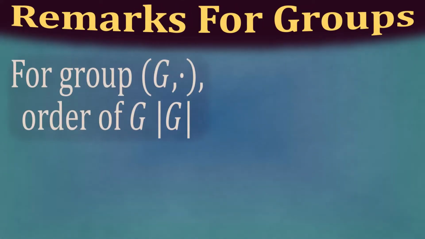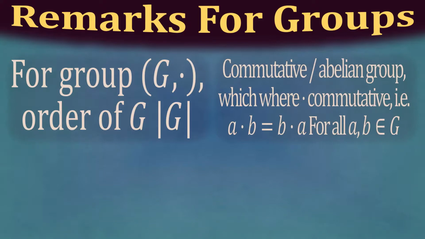Next, let's discuss some remarks for groups. For a group G with dot, the order of G is the cardinality of the set G. Also, a type of group is a commutative or abelian group, which is where dot is also commutative, i.e. a dot b is equal to b dot a for all a and b in G.